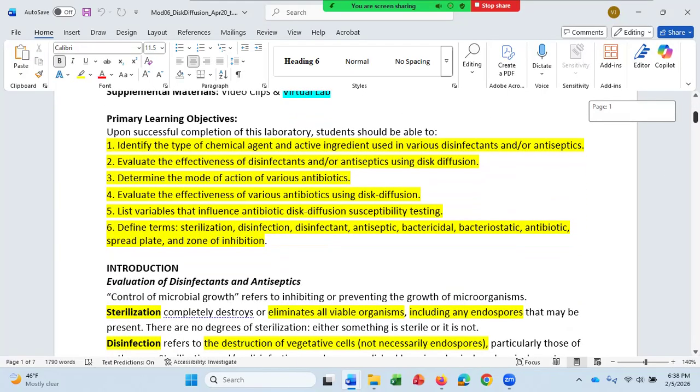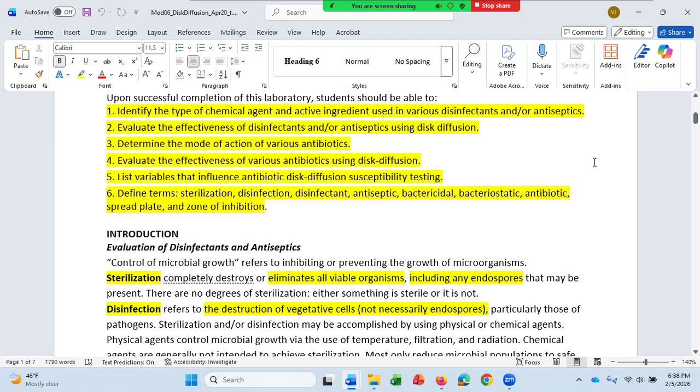The learning objectives: 1, be able to identify the type of chemical agent and the active ingredient used in various disinfectants or antiseptics. 2, evaluate the effectiveness of disinfectants and antiseptics using the diffusion method. 3, determine the mode of action of various antibiotics. 4, evaluate the effectiveness of various antibiotics using the diffusion method. 5, list the variables that influence antibiotic diffusion susceptibility tests.